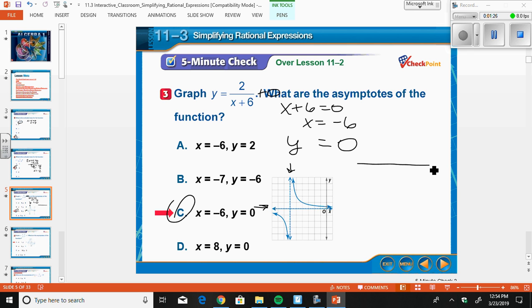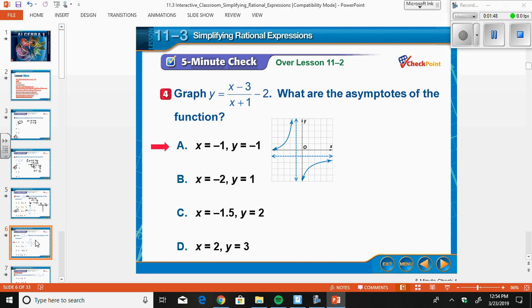You can always do values for x and y. Since we know that our horizontal asymptote is 0 and our vertical is negative 6, we could do negative 7, negative 8. You could do negative 5, negative 4. Those would be perfectly good x's to use. Graph this after you find the asymptotes.